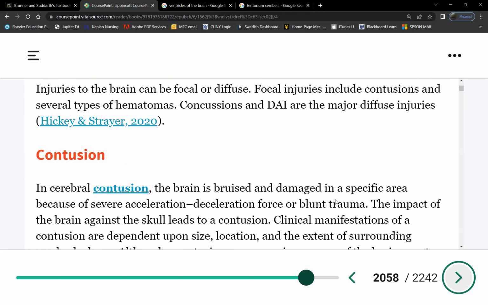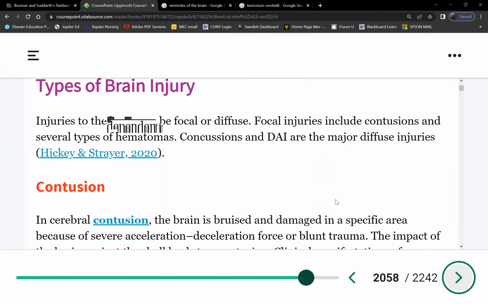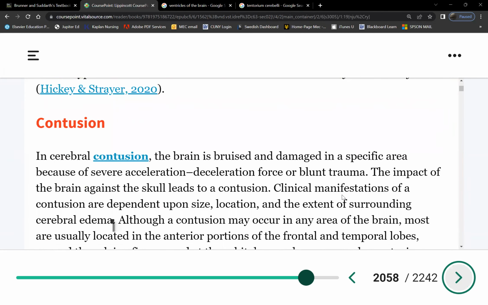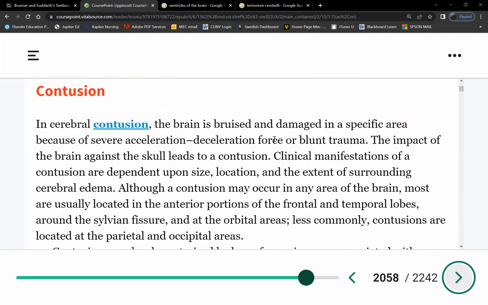Go straight to the types. Types of head injury: it'd be contusion. With a contusion, you actually have injury to the brain tissue. Now, brain tissue is mostly fat, right? So it'll just appear as a dark area on the CAT scan. So it's actually bruising, a bruised area.